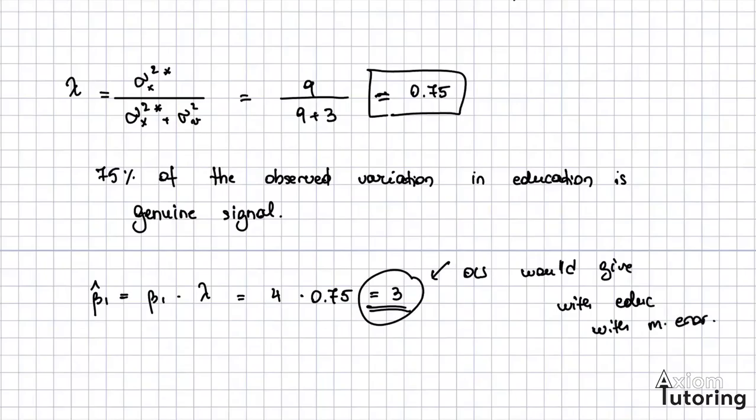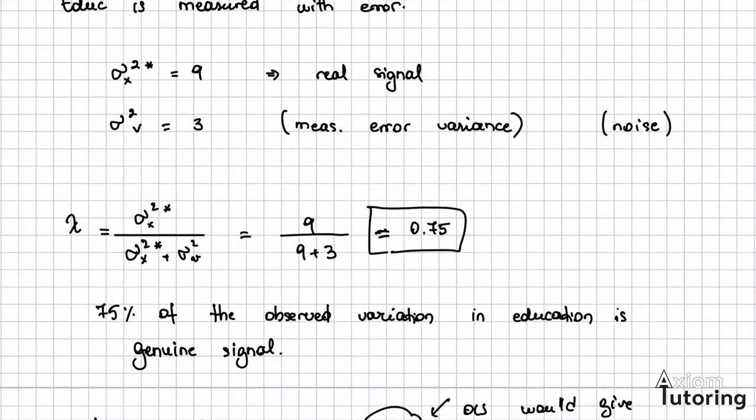So the coefficient has been pulled towards zero by exactly 25%. Now, the relationship per se hasn't disappeared. It's just been weakened. OLS sees a real relationship between education and income, but it underestimates it because part of what it's calling variation in education is actually measurement error that has nothing to do with income. So again, it's this noise.